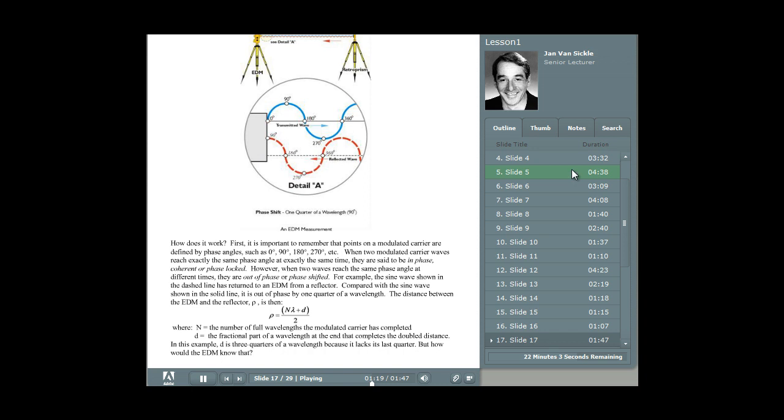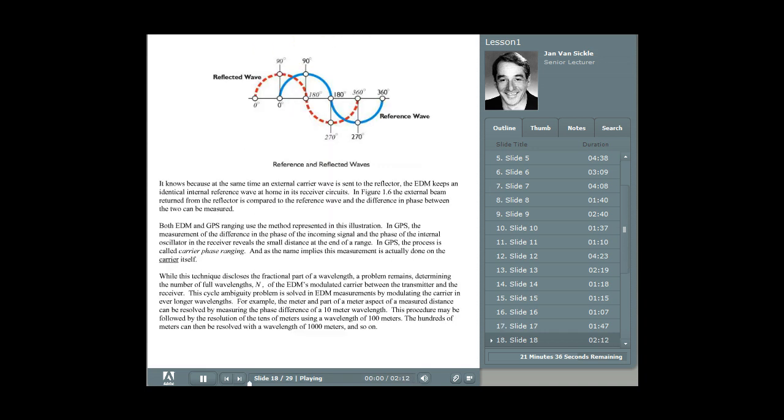Now, when it can do that comparison and get that value, the distance between the EDM and the reflector is then indicated by this formula here. Rho equals N, the number of full wavelengths of the modulated carriers completed, plus d, the fractional part at the end, divided by 2. Why divided by 2? Because, of course, in this particular case, the two-way ranging, the signal has traveled the distance twice, going out and coming back.